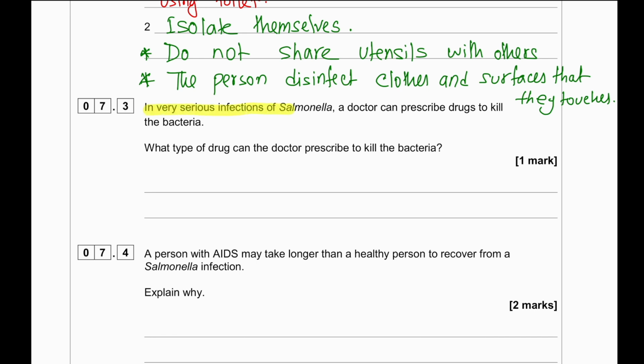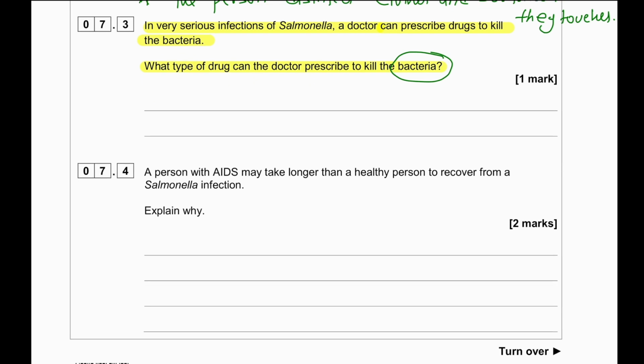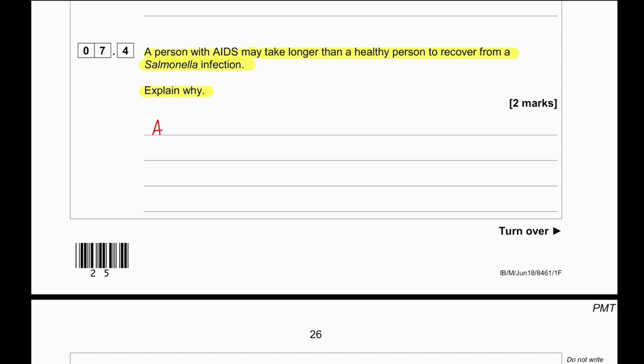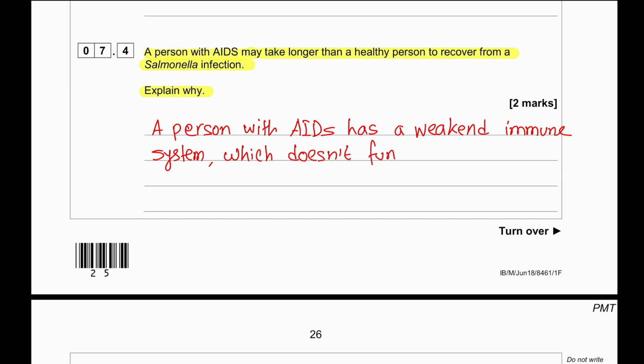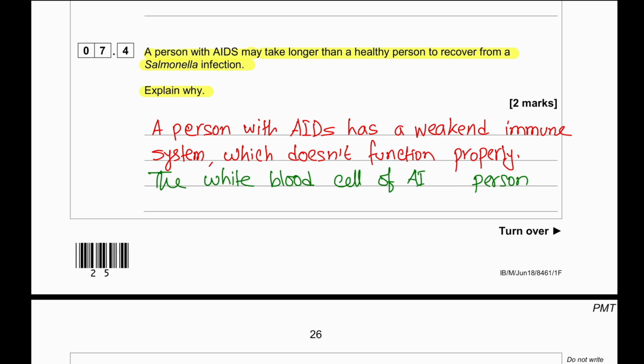In very serious infection of Salmonella, a doctor can prescribe drugs to kill the bacteria. What type of drug can a doctor prescribe to kill bacteria? Bacteria are killed by a type of drug known as antibiotics. A person with AIDS may take longer than a healthy person to recover from a Salmonella infection. Explain why. A person who has AIDS, their immune system is compromised. So we can say that the immune system of a person with AIDS is weakened or damaged, so it doesn't function properly. The white blood cells within that person cannot kill the Salmonella as effectively as in a healthy person.